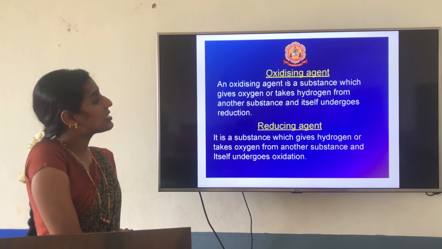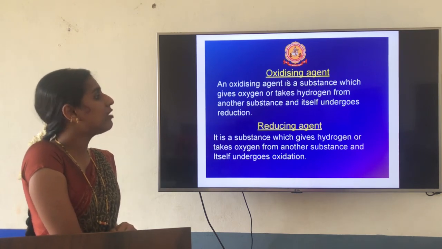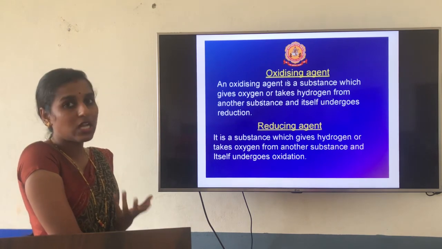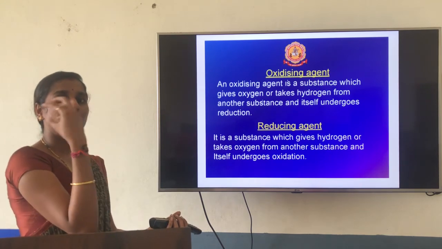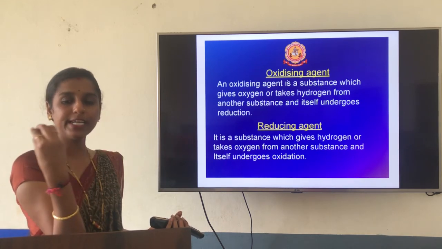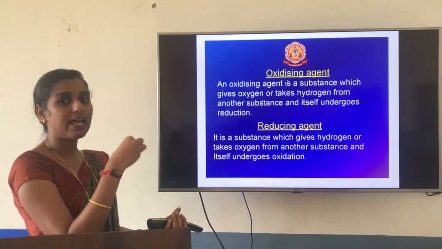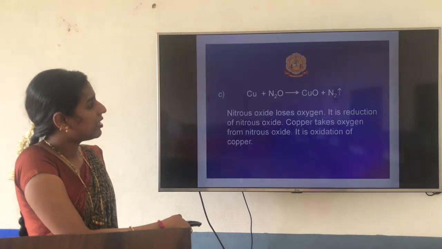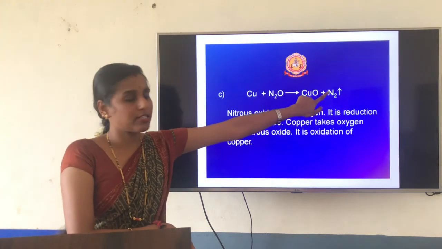So oxidizing agent is a substance which gives oxygen or takes hydrogen from another substance, and itself it undergoes reduction. So oxidizing agent, how can we identify? When the reaction is given, first you identify whether those elements have undergone oxidation or reduction, based on the arrow mark whatever I have told. Write down whether it has undergone oxidation or reduction. So if that reactant has undergone oxidation, for example, if you go with this example, from here to here oxidation, from here to here it has undergone reduction.